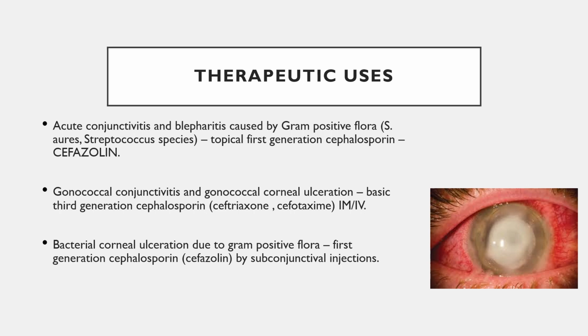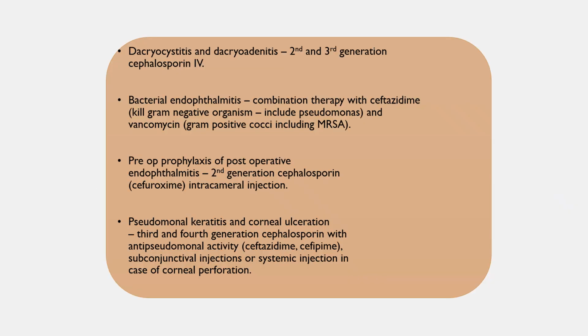The first generation cephalosporin, cefazolin, is effective. For gonococcal conjunctivitis and gonococcal corneal ulceration, third generation cephalosporin can be given via IM and IV routes. And for bacterial corneal ulceration due to gram-positive flora, first generation cephalosporin, cefazolin, by subconjunctival injection can be given. Then dacryocystitis and dacryoadenitis: second and third generation cephalosporin IV is given. Bacterial endophthalmitis: combination therapy with ceftazidime and vancomycin is given.